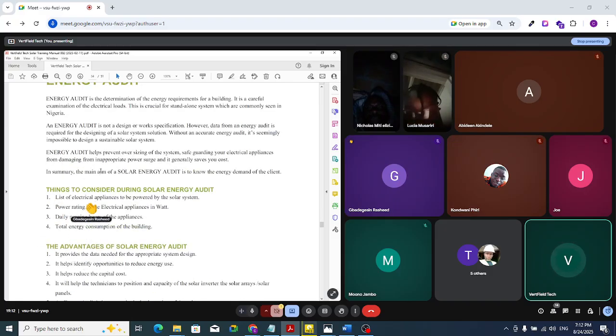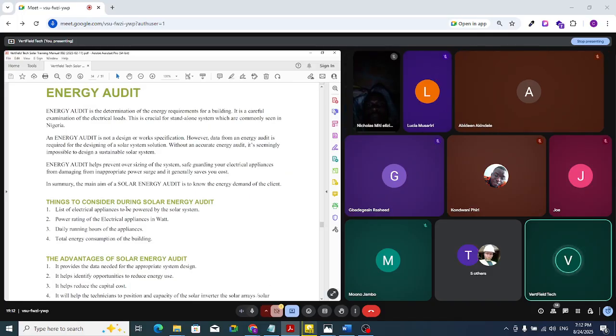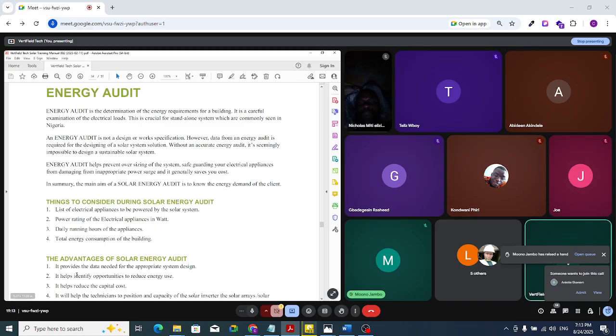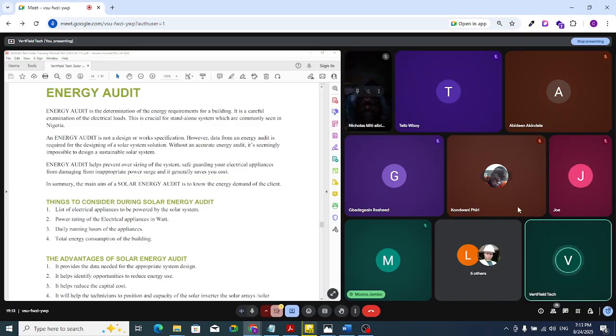So, now that you all can see my screen, this is the topic: energy audit. As you can see on my screen, energy audit is the determination of the energy requirement for a building. It is a careful examination of all the electrical loads in that facility. That was what I said when I told you that the energy audit tells you what you are to power up at a particular point in time. How many of these things do you intend to power up at that point in time? That is what energy audit takes care of for you.